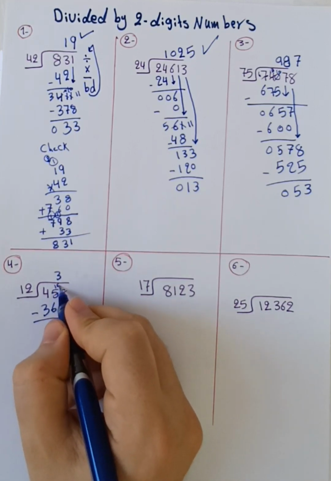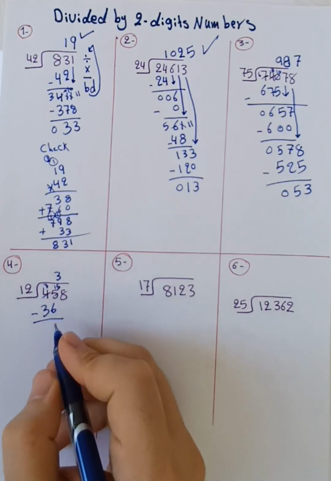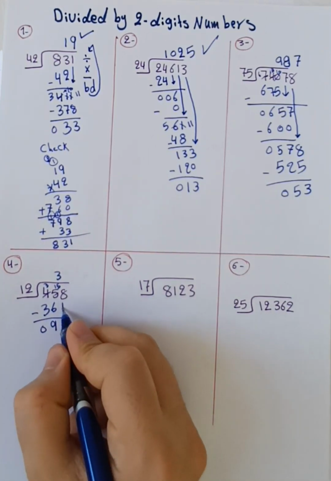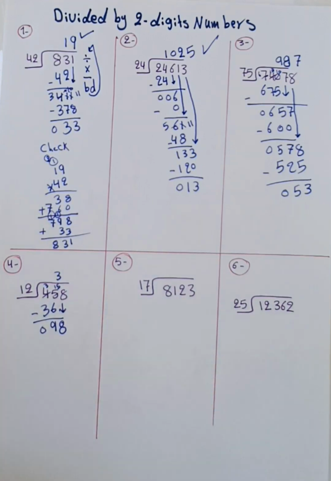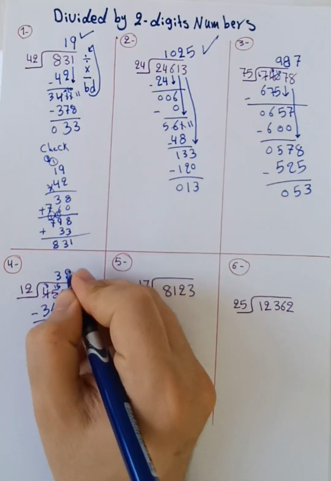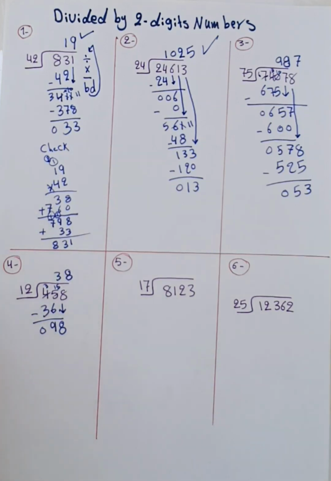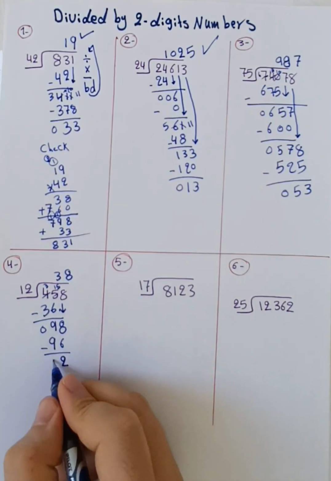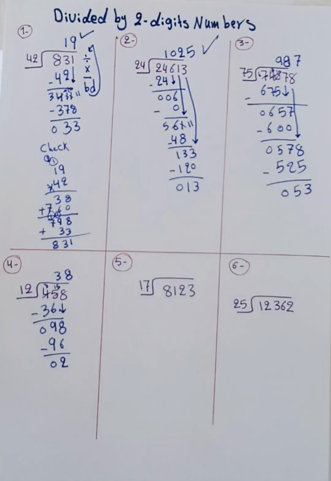This 5 become 15 and 4 become 3. 15 minus 6 equal to 9. 3 minus 3 is 0, and then you have to bring down 8. Now we have 98 divided by 12 equal to 8, because 8 times 12 equal to 96. 8 minus 6 is 2, 9 minus 9 is 0. So the quotient is 38 and the remainder is 2.